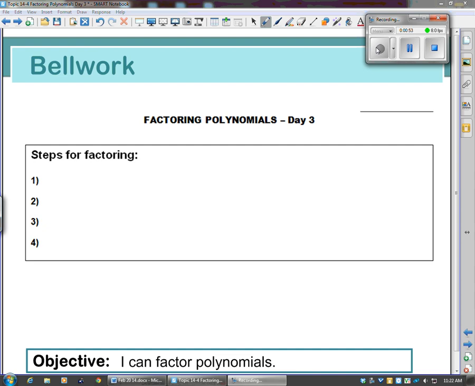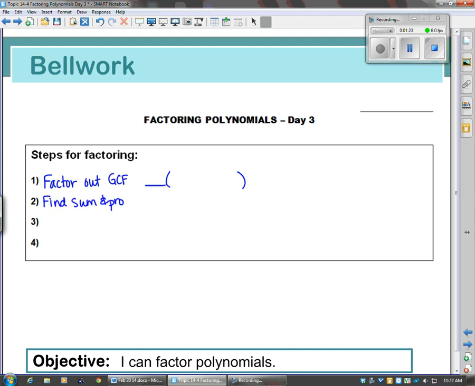The first step is to find the GCF. We're going to factor out the GCF. This is where we put the GCF on the outside of the parentheses, and once we've divided, you put what's left on the inside of the parentheses. Step 2, then you find the sum and product based on what was left inside the parentheses.